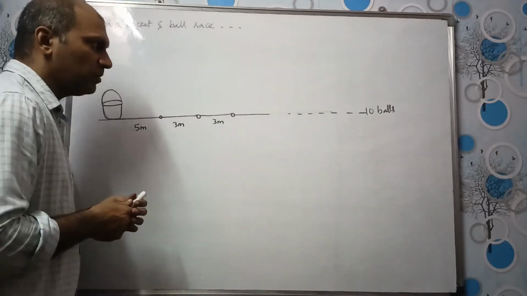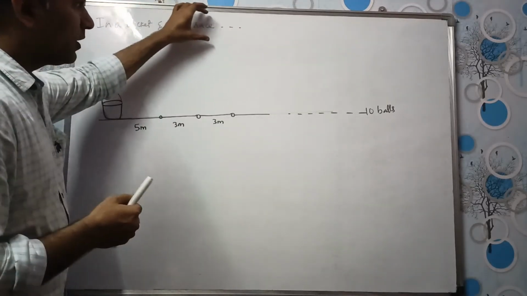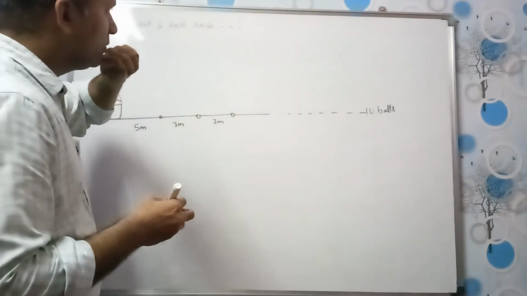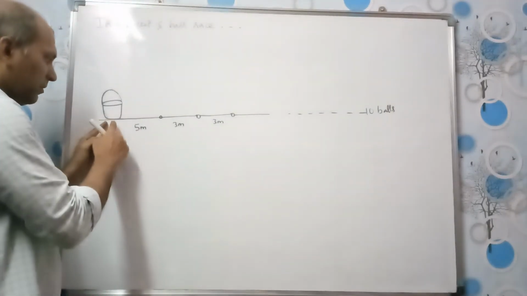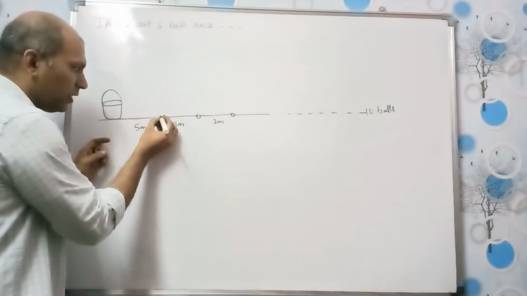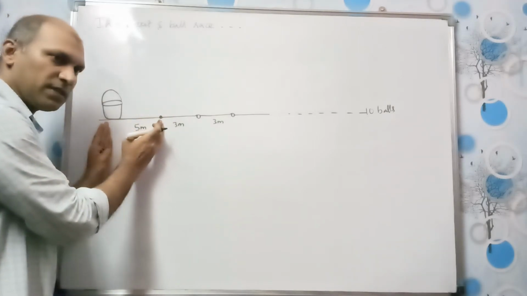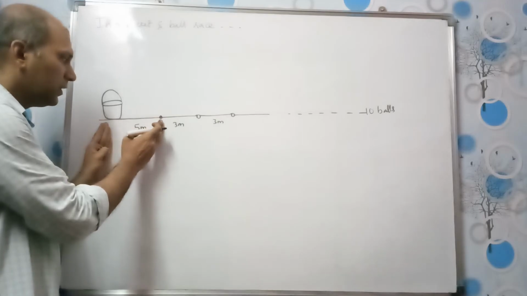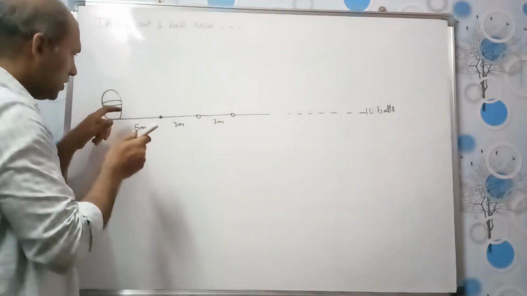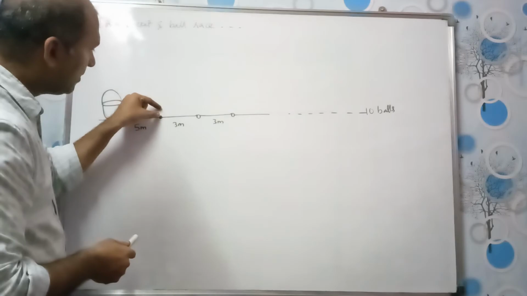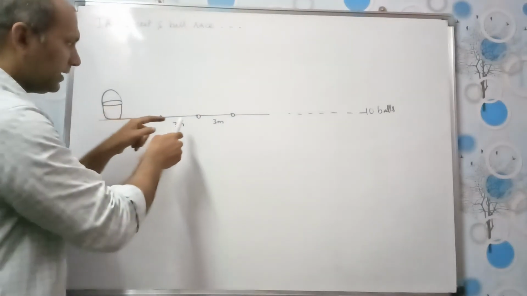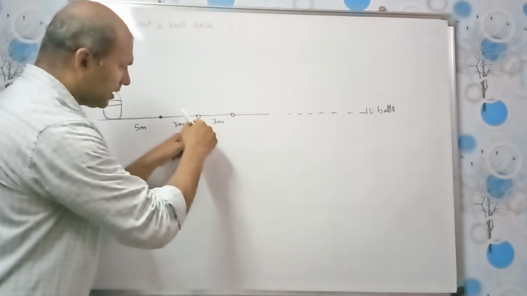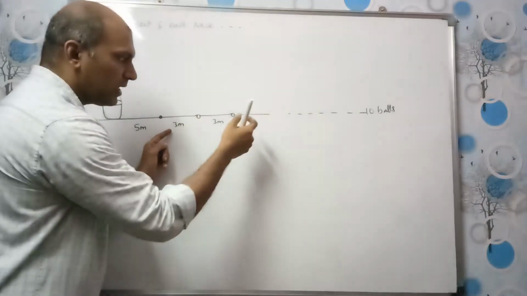Okay, we have an interesting question and this will be the last problem in this video. In a bucket and ball race, I did not write the whole question because you can read it from the textbook. See, a bucket is placed here and the first ball is placed 5 meters away from the bucket. The competitor has to run to the first ball, pick that ball, come back to the bucket, put that ball in the bucket. And the balls after the first ball are 3 meters apart.